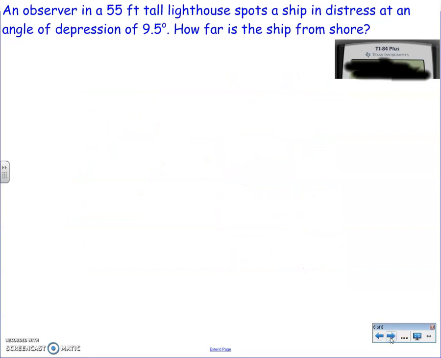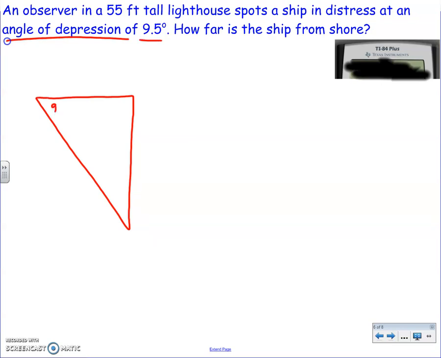Here's another one. An observer in a 55 feet tall lighthouse spots a ship in distress at an angle of depression of 9.5 degrees. How far is the ship from the shore? So the moment I see angle of depression, I'm drawing an upside down triangle. So here's my upside down triangle. All right. It says the angle of depression is 9.5 degrees. So this is 9.5 degrees. That's the angle looking down with the horizontal. This is 90. It says the lighthouse is 55 feet tall. So the height, the vertical is 55.